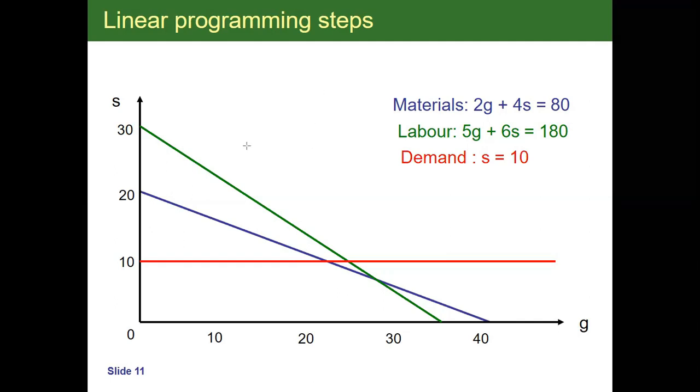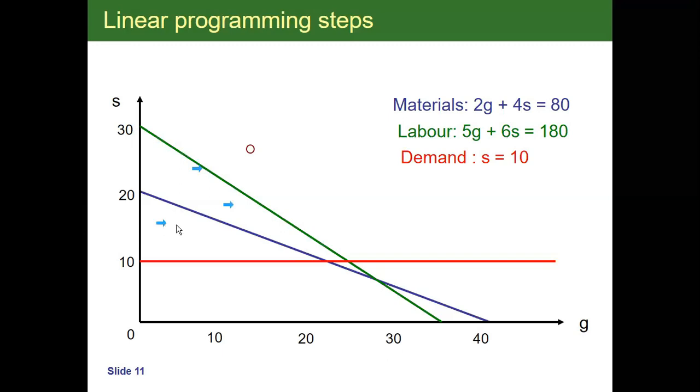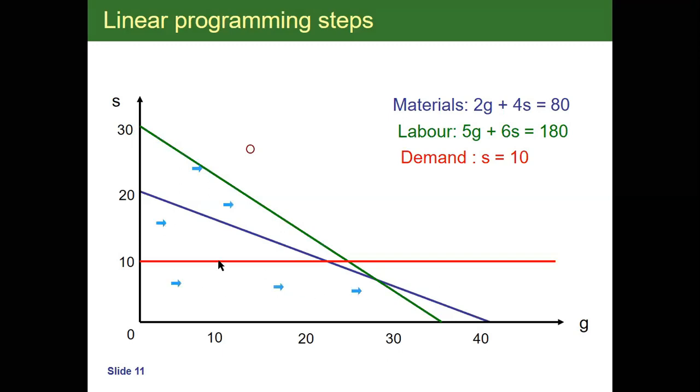You cannot produce anything here because you don't have material or labor, because this green one is your labor. So labor is maximum here, material is maximum here. Your capacities are available only inside areas. You can only produce inside these areas. Here you cannot produce anything.